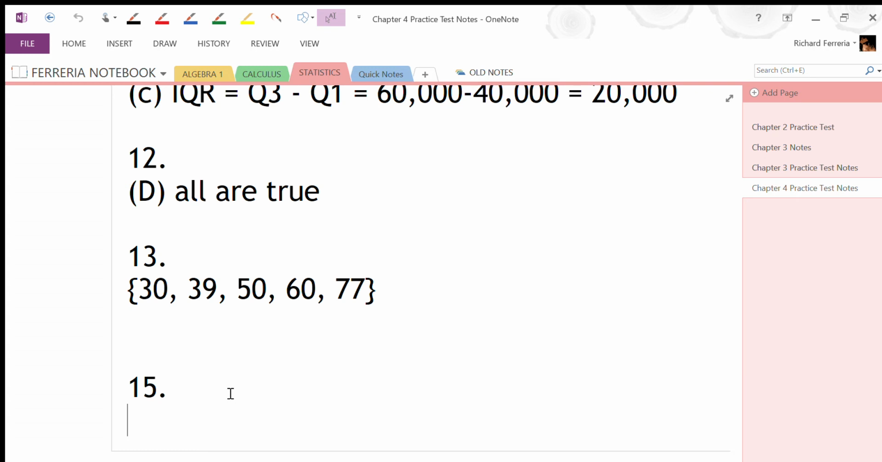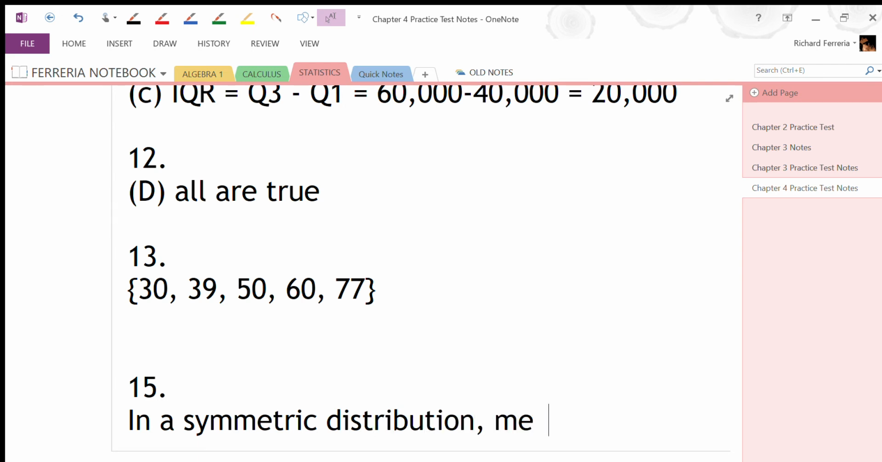And that one you got to think what's really being asked here. And I know it says mean, but they really mean median because of symmetry. Mean and median are about the same. In a symmetric distribution, mean is approximately equal to the median.